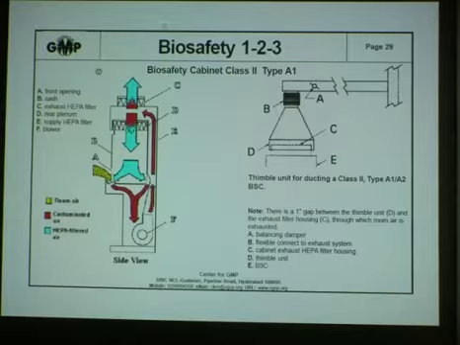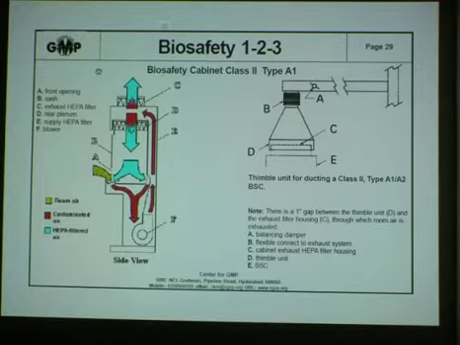Type A1 biosafety cabinet, the entry velocity or the face velocity of room air entering the cabinet work surface is a minimum of 75 feet per minute. The other distinguishing feature about type A1 is that there is a duct connecting the blower to the plenum where there is a supply filter and an exhaust filter. That connecting duct is contaminated and under positive pressure.